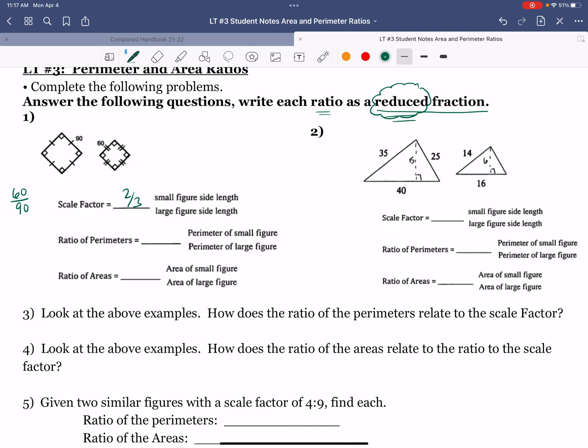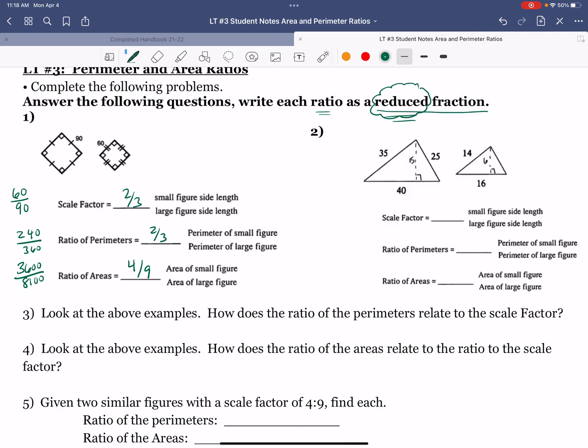Okay, the ratio of the perimeters we know is 240 over 360. It's just the distance around. That reduces to 2/3. Interesting. Ratio of the areas, which is base times height, 3,600 over 8,100, reduces to 4/9. Interesting, not 2/3, but definitely related.